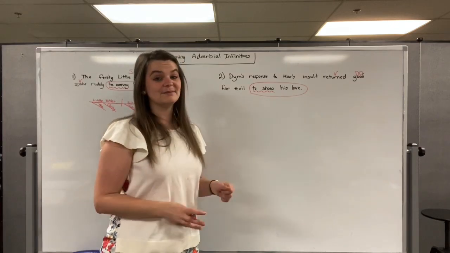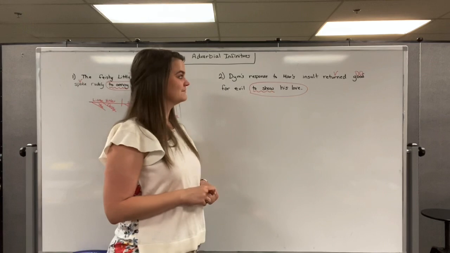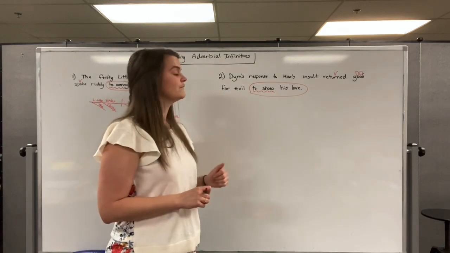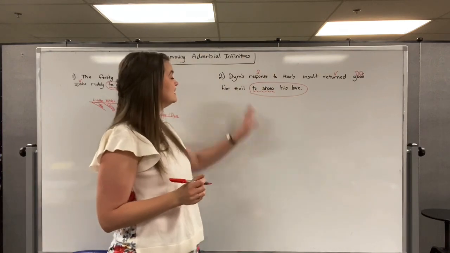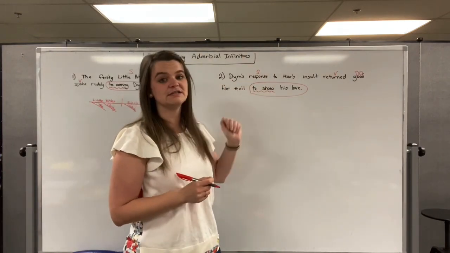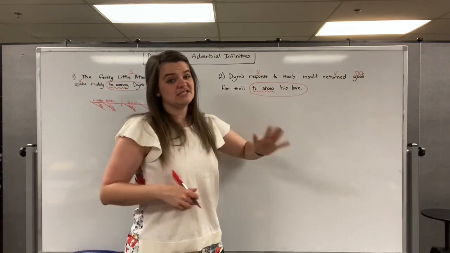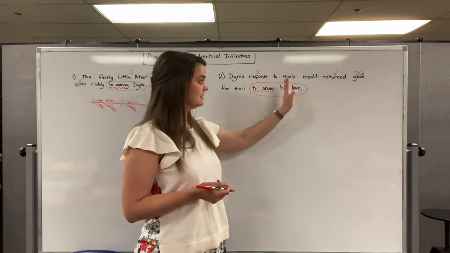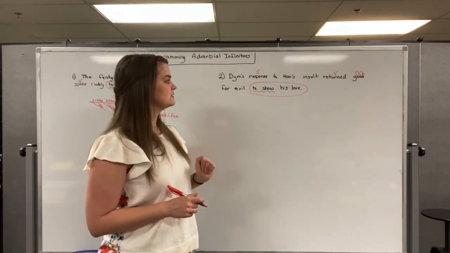Can you find the subject? There's a lot of nouns up there. Can you find the subject? What returned good for evil? Response returned good for evil. Dim's is a possessive noun adjective, but it is an adjective describing response. Insult is an object of the preposition, so it can't be the subject. And Max's is also a possessive noun adjective describing insult.